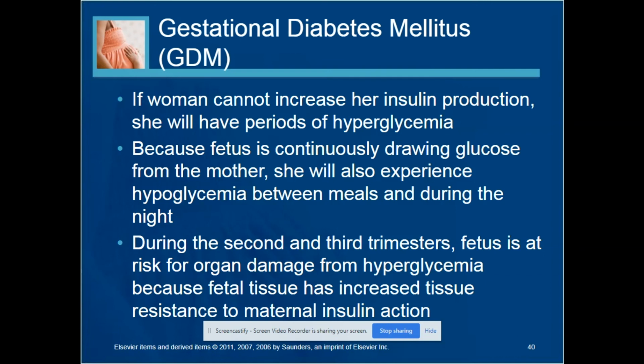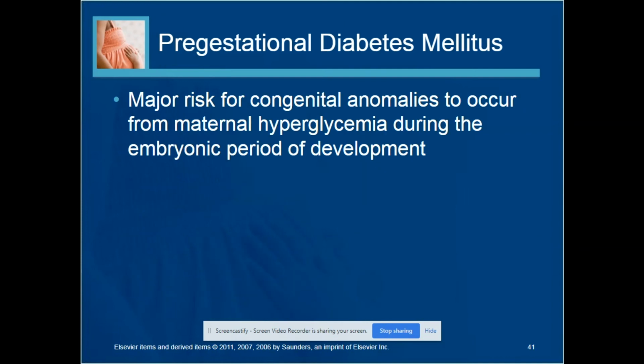During the second and third trimesters, the fetus is at risk for organ damage from the high blood sugars because the fetal tissue has an increased tissue resistance to maternal insulin action. So we have possibility of creating lots of problems for the infant. One of the major risks is congenital anomalies occurring from maternal hyperglycemia during the embryonic period of development.